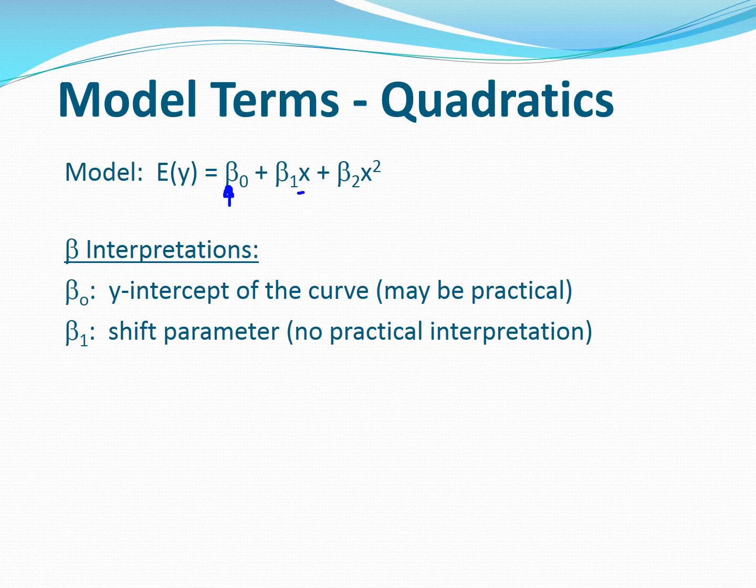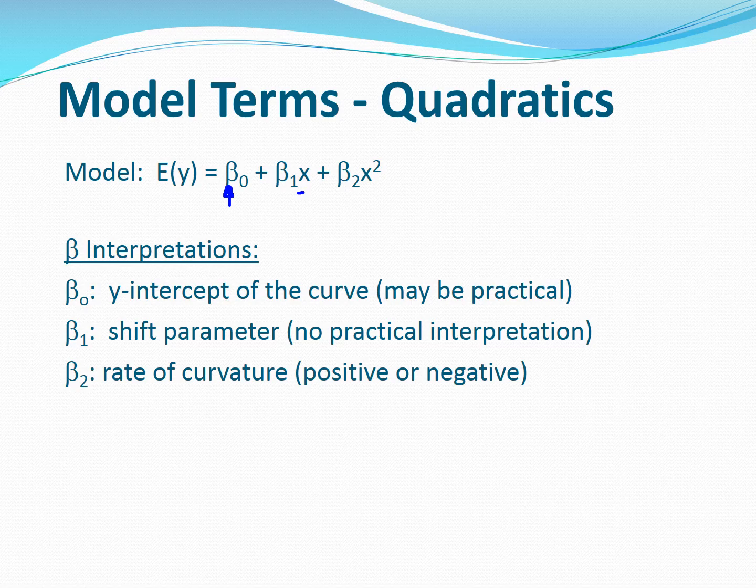Did we sample over the range that included x equals 0? So that's why I say it may be practical, it may not be. Same questions we have to ask whenever we talk about the y-intercept of a curve. The beta 1, you want to say it's a slope, but it's not, because remember, we don't have a line, we have a curve. Beta 1 moves the curve along the axis.